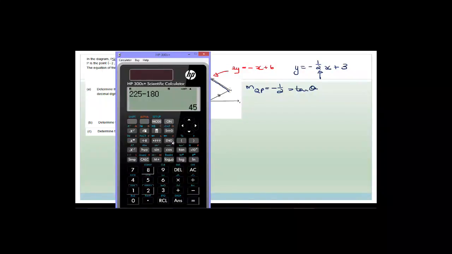So therefore, we can say that m of QP is equal to negative a half, but that is equal to tan theta, where theta is the angle that the line makes with the horizontal. So therefore, we can say shift tan of 0.5. Remember what I said to you about minuses? Okay, and that gives us 26.57 degrees. So therefore, theta equals 26.57 degrees, and you can see that that is the size of this angle. It says one decimal place, so it's 26.6 degrees.